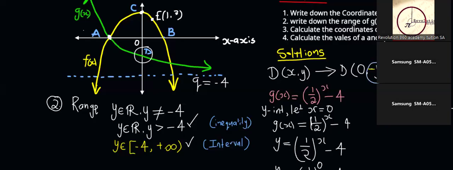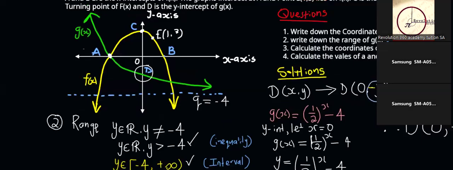Now we are done calculating the first one, right? As well as the second one. So they will also ask you the range as well as the domain, right? So number 3, they say calculate the coordinates of A. So they want us to calculate the coordinates of A. When you look at it, A represents the x-intercept.